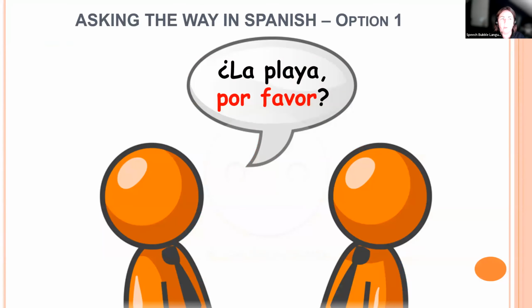Muy bien. Okay. So, those are all asking the way to different things or places, but there's different options that you've got in order to say it. You can just say the name of the place and then add por favor. So I'm going to say these, and if you can repeat after me, pop yourself on mute, otherwise we're going to get you both coming through at the same time. La playa, por favor.